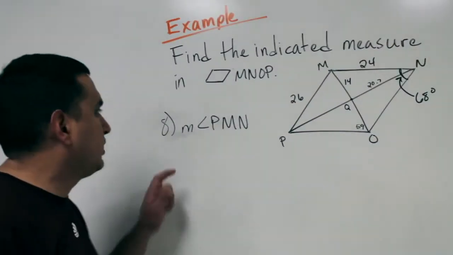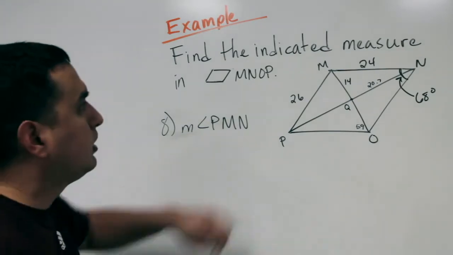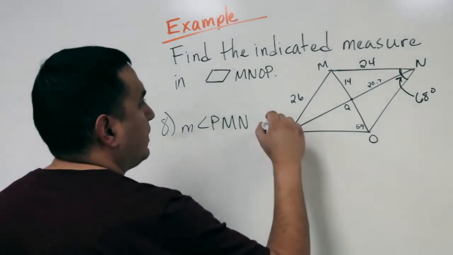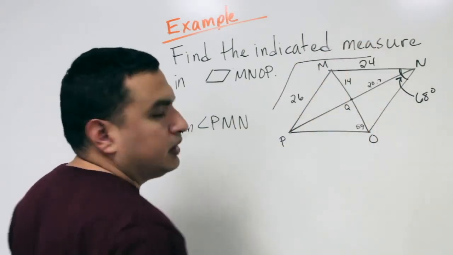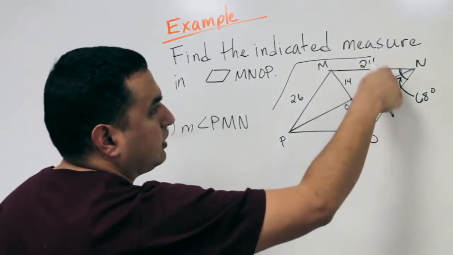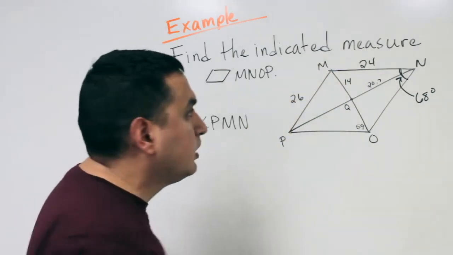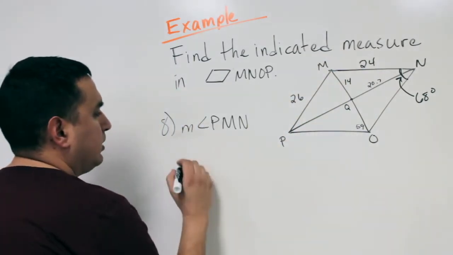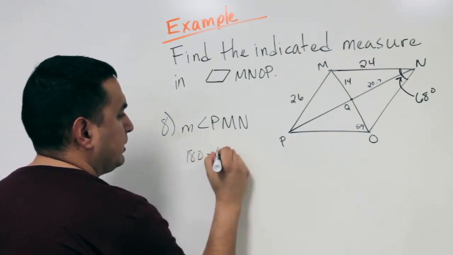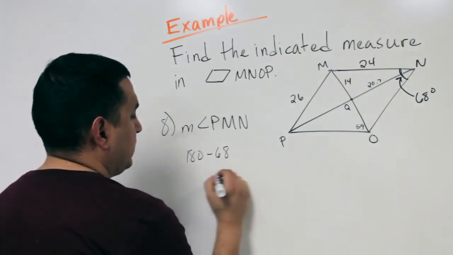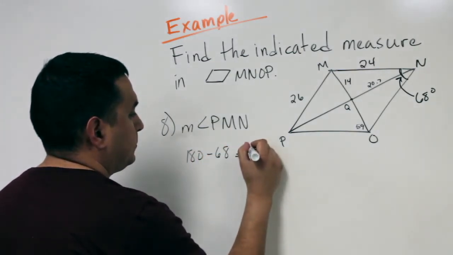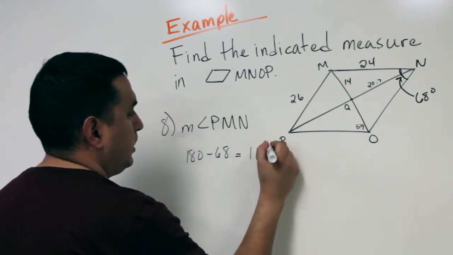Alright, this example asked me for the measure of angle PMN. PMN is this outside angle here. Now, I do know this angle here is 68, and so the consecutive angles are supplementary. So to find this angle, I would do 180 minus 68, which would give me 112 degrees.